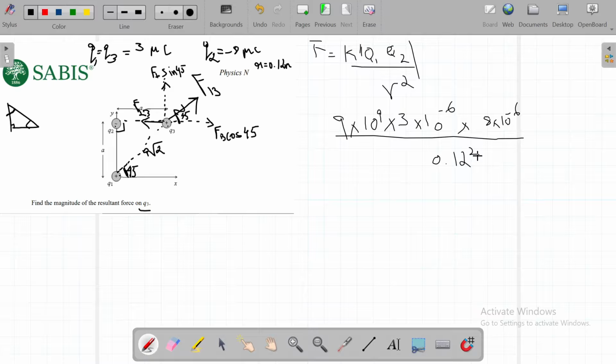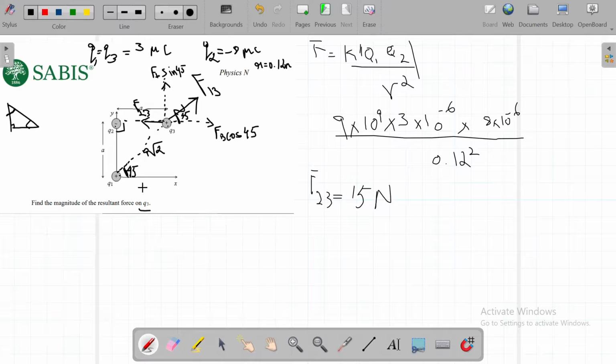Plug this in on a calculator, you would get 9 times 10 to the power of 9 times 3 times 10 to the power of minus 6 times 8 times 10 to the minus 6 over 0.12 squared. You get 15 newtons, which is F23.